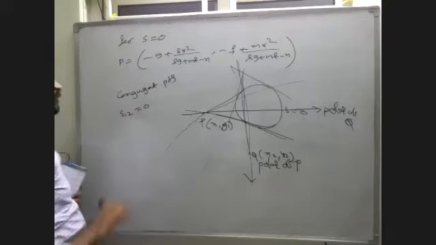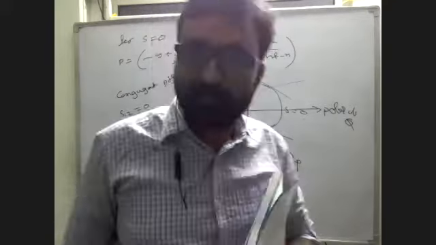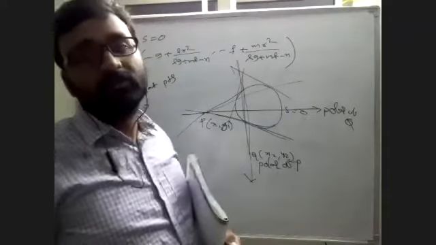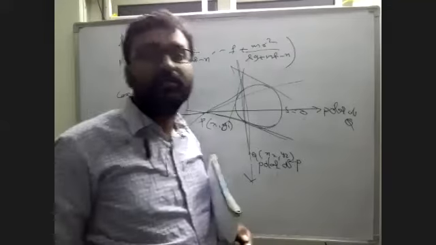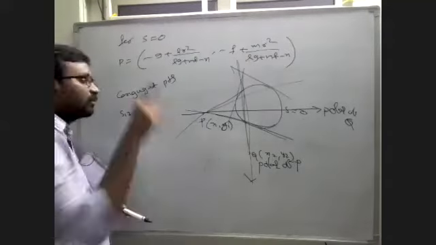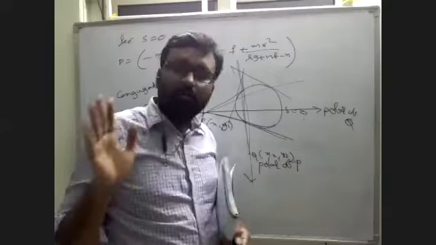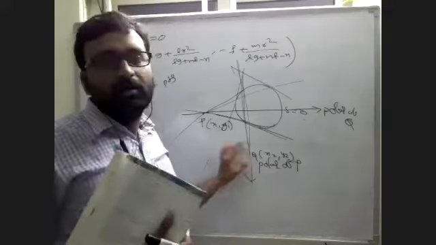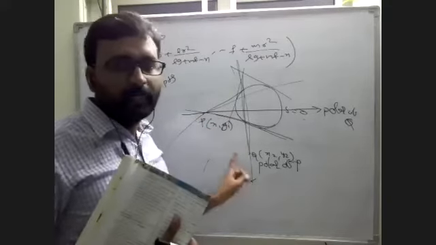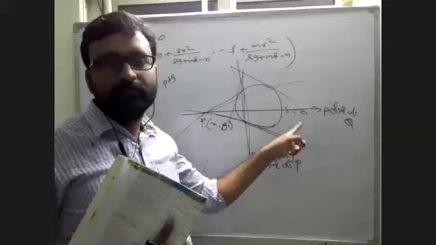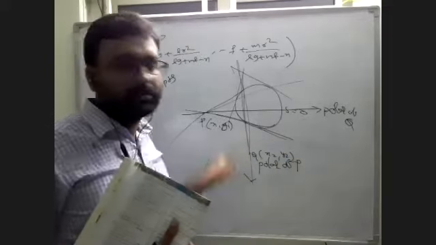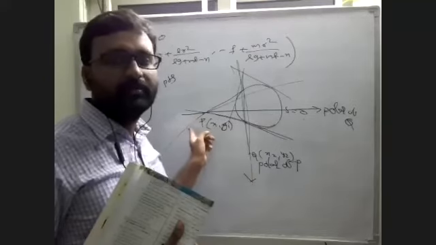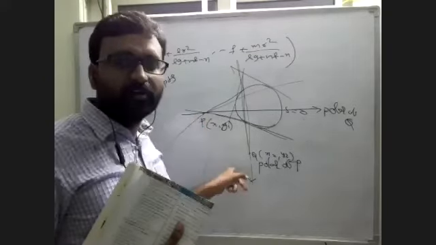The formula for conjugate points is S12 equal to 0, and you already know S12; we have the notation: x1 x2 plus y1 y2 plus g into x1 plus x2 plus f into y1 plus y2 plus c should be 0. Then only those points are called conjugate points. That is about conjugate points. Once again, listen: from P we can draw a polar, and from Q we can draw a polar. The second point Q lies on the polar of P, and the first point P lies on the polar of Q.